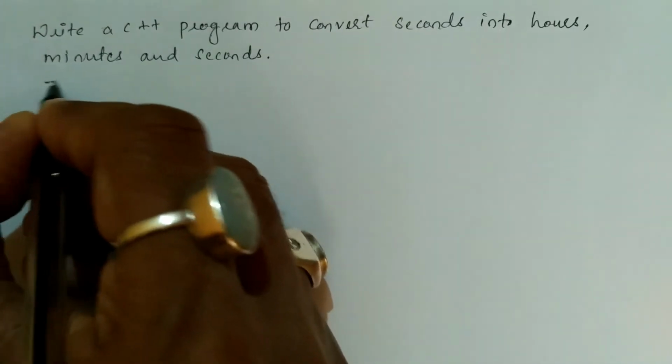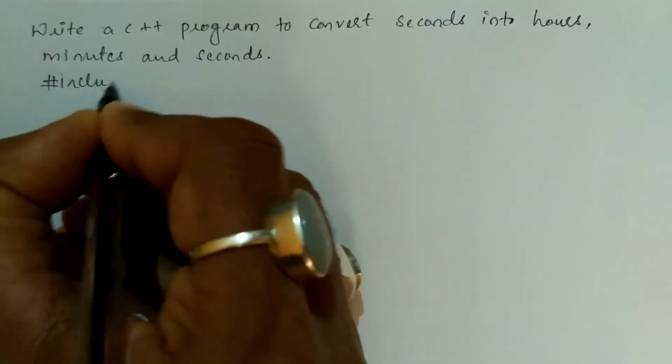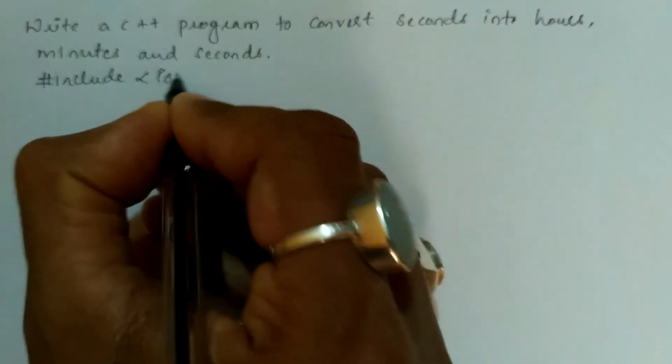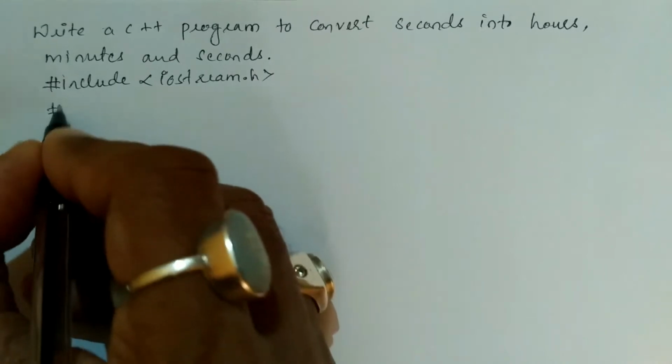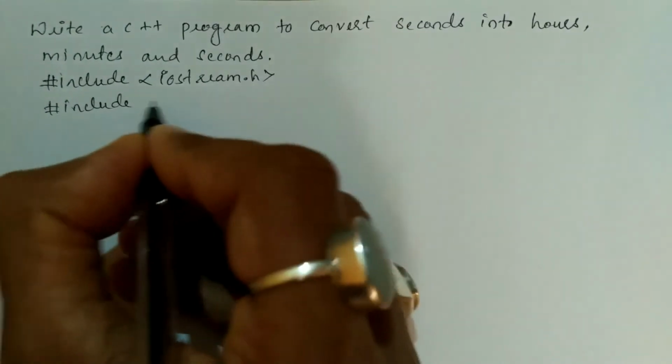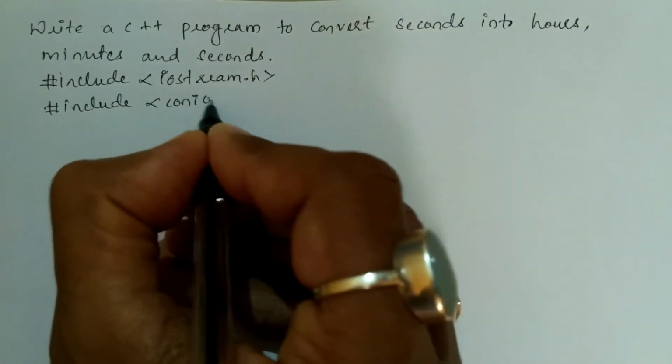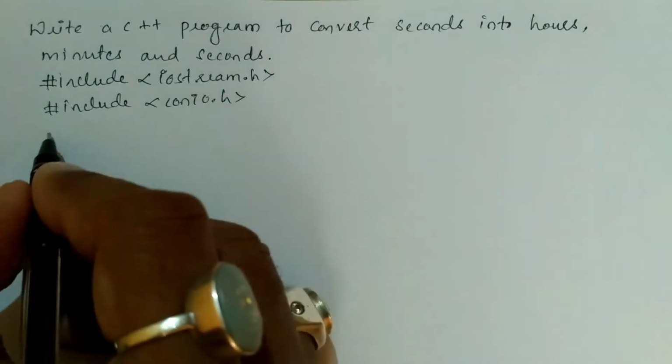So let us write the preprocessor directives: hash include in angular brackets, we are going to write iostream.h header file, and the next preprocessor directive is hash include in angular brackets, we are going to write conio.h header file.